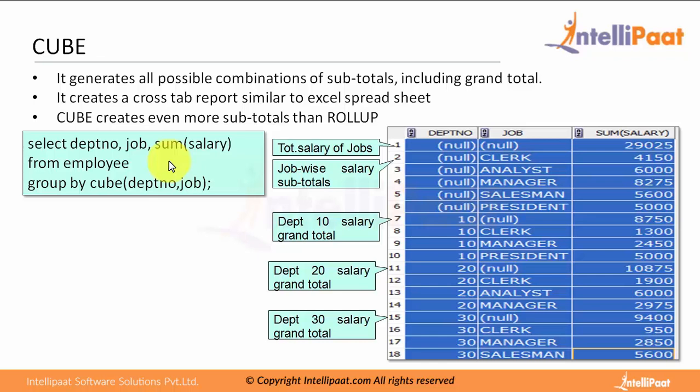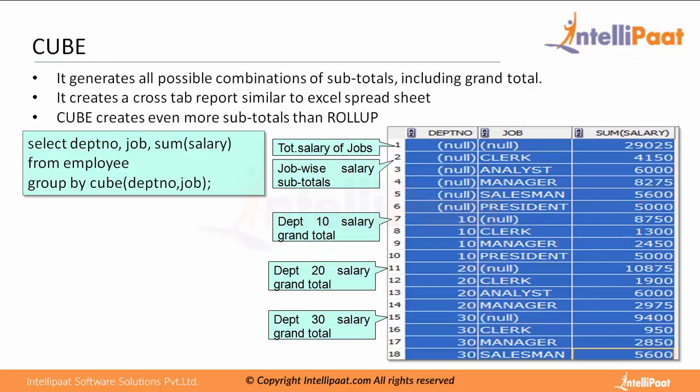See here, in the earlier case, we got a subtotal for the department number. In the first case, in a partial roll-up, whatever grouping column you have mentioned, upon that the subtotals are coming out along with the grand total. But here, when you go for a cube, it is generating a subtotal for all the jobs. This is generating a subtotal for each individual job like clerk, analyst, manager, salesman and president. Not only that, it is also generating a subtotal for each individual department like department number 10, 20 and 30.